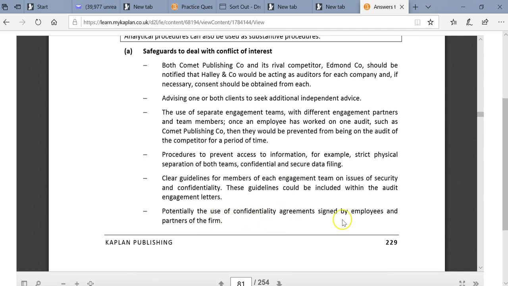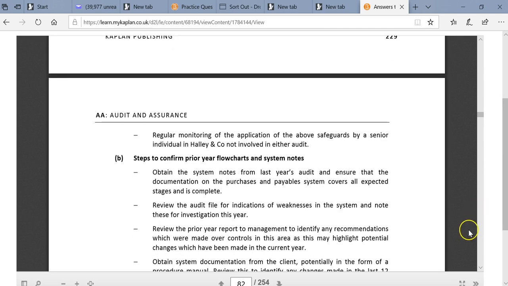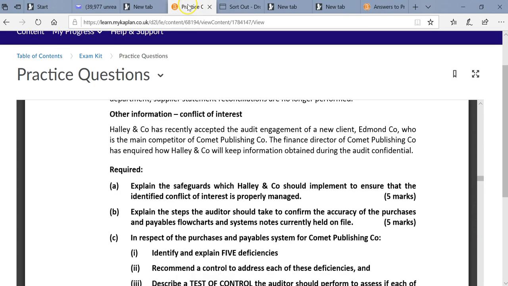I always seem to forget this one. This is potentially the use of confidentiality agreements signed by employees and partners for the firm. So very clear: getting both to seek additional advice, let them know that you're going to be acting as auditors, use separate engagement teams. Those are the big issues, ensuring the strict physical separation of both teams and so on. So you can look at that. And then the next question, I'll come back and look at yours.